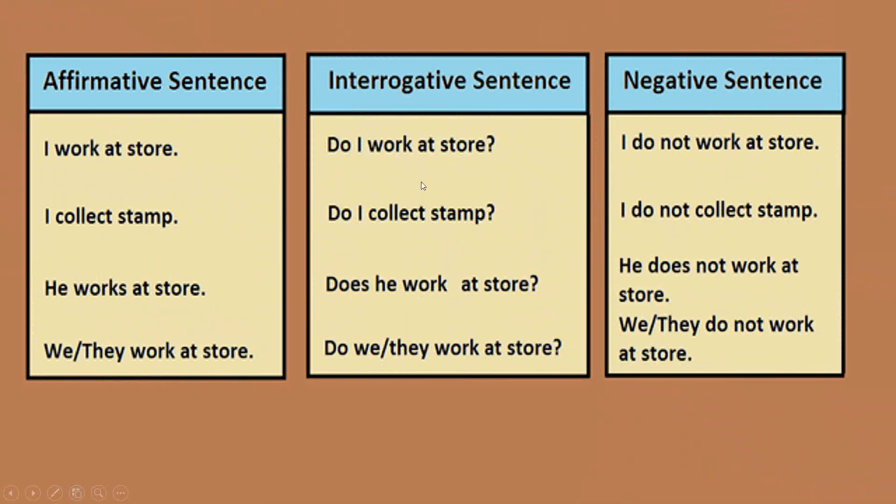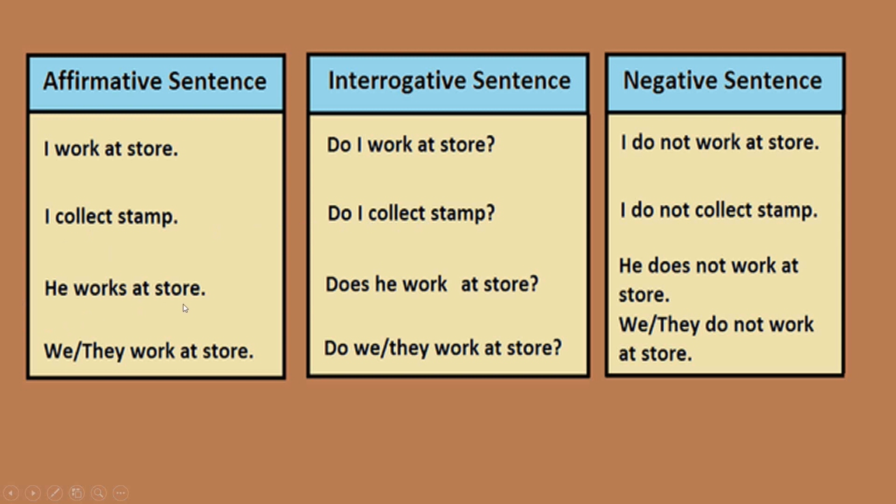Children, I have given you a few more examples, but here I have interchanged the order. First I have written the interrogative sentence, then the negative sentence. Please take care. How do we frame a sentence? Like I work at a store. I is a plural pronoun. So with I we have to use do. So, do I work at a store? And negative, I do not work at a store. I collect stamps. Do I collect stamps? I do not collect stamps.